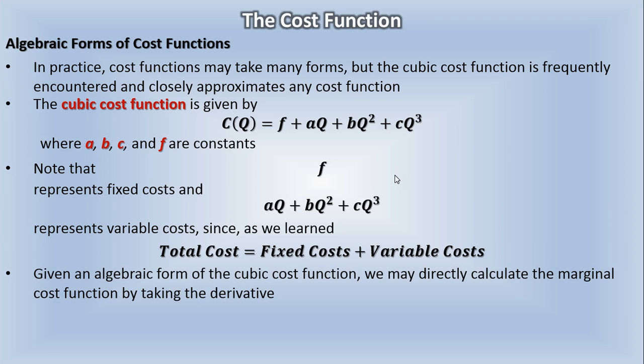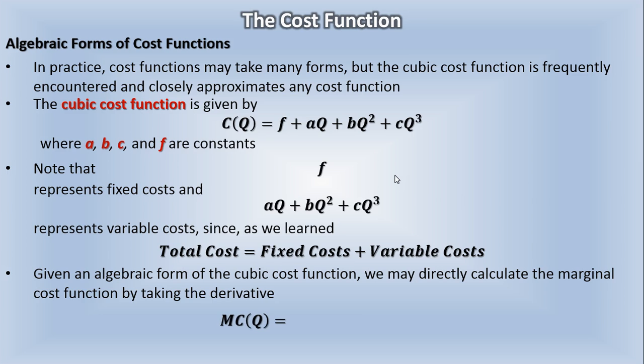Given an algebraic form of the cubic cost function, we may directly calculate the marginal cost function by taking the derivative of this. The derivative of a constant is equal to 0. What's the derivative of this term? A is just a number, right? So remember, q raised to the power of 1, multiply the whole thing by 1, subtract 1 from that exponent. You get q raised to the power of 0, which is equal to 1, which leaves you with A. What's the derivative of this term? 2bq, and what's this?